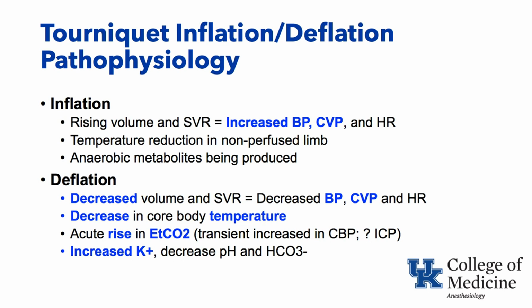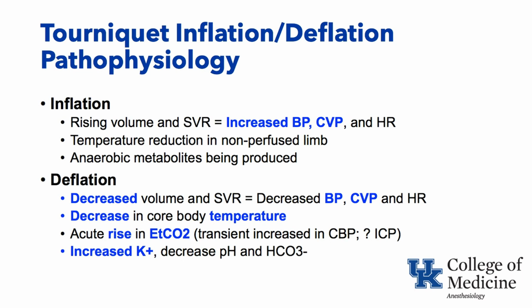You can see a decrease in the core body temperature, acute rise in end-tidal CO2. Often you'll be going along merrily with an end-tidal CO2 of 35 and it jumps up to 50 or more. And you can imagine that even a transient increase in end-tidal CO2 could raise cerebral blood flow, and if it was in a patient with a traumatic brain injury or high ICP issues, it could raise intracranial pressure.